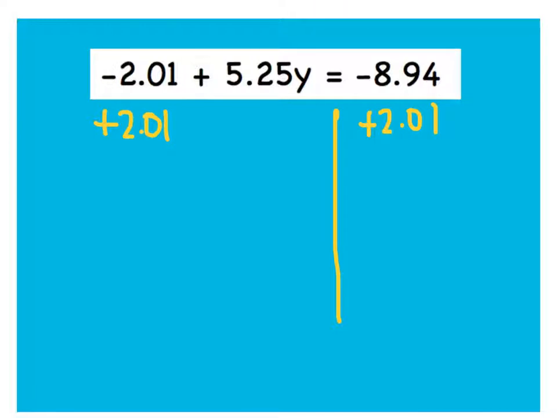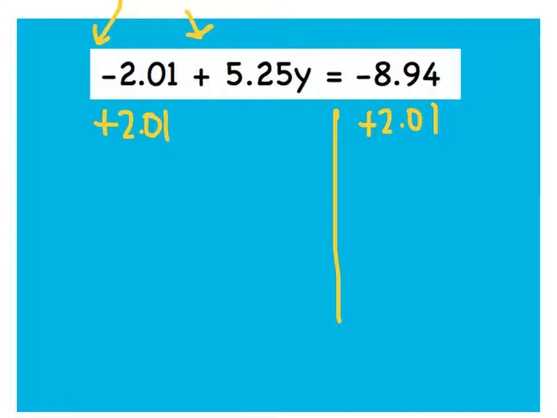Okay, my first step was to get rid of the negative 2.01 because that's the number that's added or subtracted to my y term. And I'm going to do that by doing the opposite. Now, some people might think, well, how do I know? Because there's a plus, so the opposite of that would be subtraction. But then there's also a negative, and the opposite of that would be positive. Well, remember, we want to focus on the sign in front of the term. Since that's a negative, we want to do the opposite, which is positive.